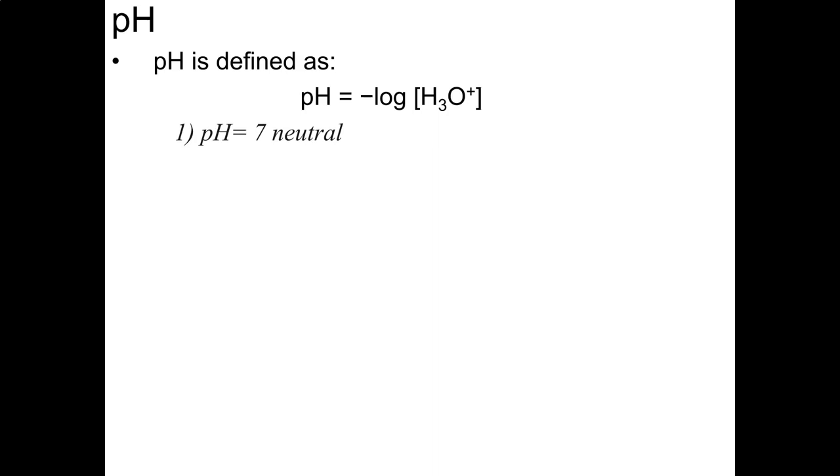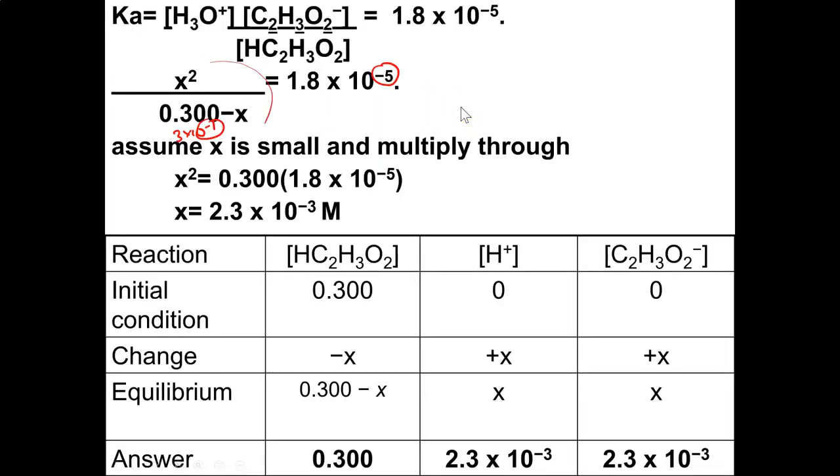pH is defined as the negative log hydronium concentration. So to calculate the pH, you just take the negative log of what the hydronium is. So for that previous example, if I take the negative log of 2.3 times 10 to negative 3, which is probably around 2.8 or 2.7, that's how you get the pH. You just take the negative log of that.